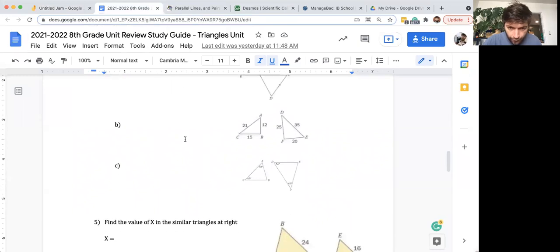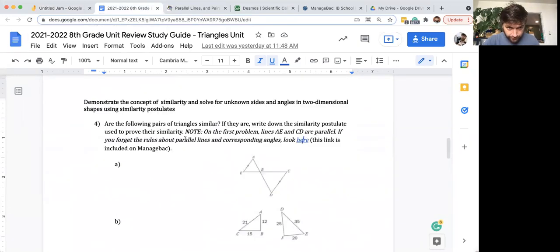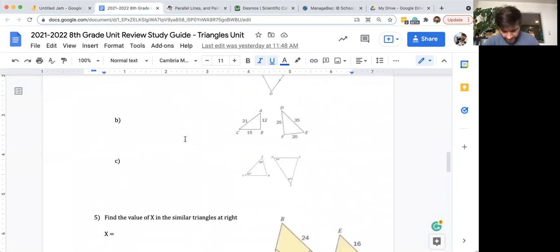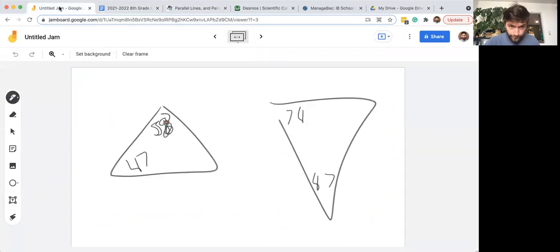Now, 3, or C on question 4, that's going to give us a new trick. So we have 2 angles and we have no sides. So we're going to have to use the angle-angle theorem. Okay, now don't fall into the trick here. We've got 74 and 47 and 47 and 58. I'm drawing this on my Jamboard, but it's really ugly. And 58. Okay. So we know that each shares the 47.